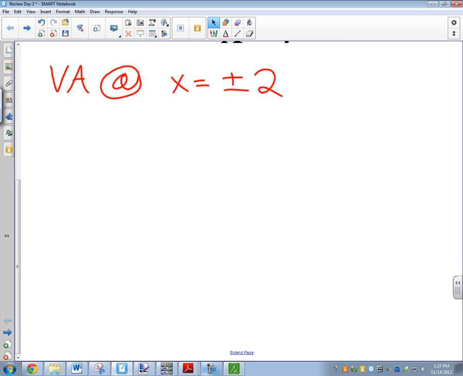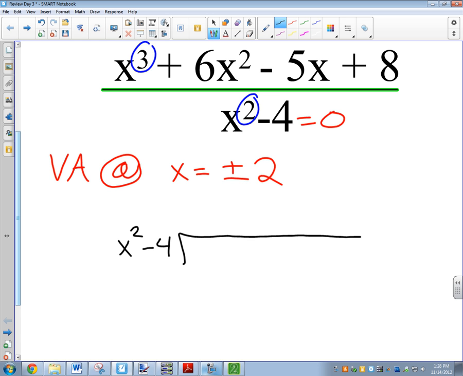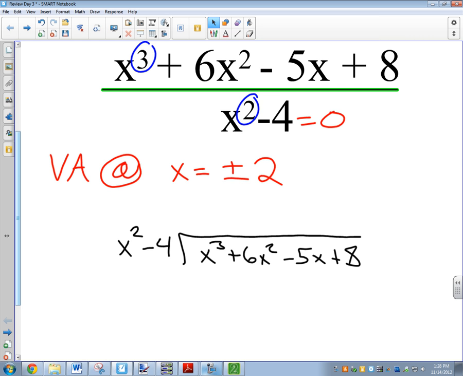Okay, so we haven't done this in a while. This is the tough question. Make sure you know how to do it. X squared minus 4 comes out, and on the inside, I've got x cubed plus 6x squared minus 5x plus 8. This one doesn't have any, but don't forget spacer zeros if you need them.